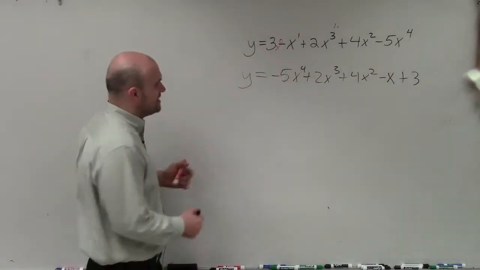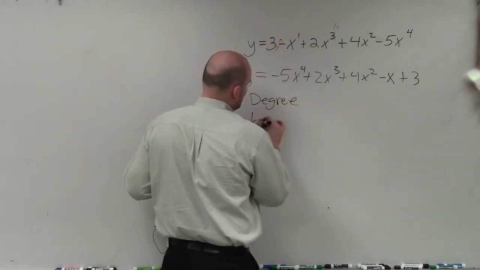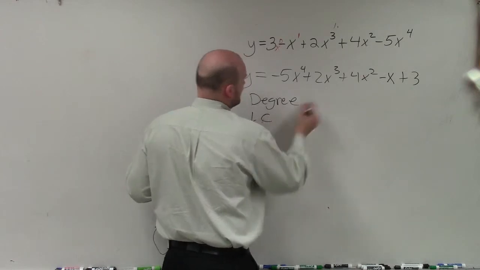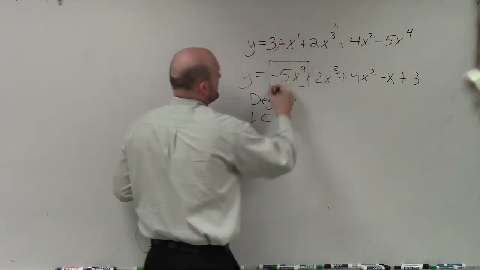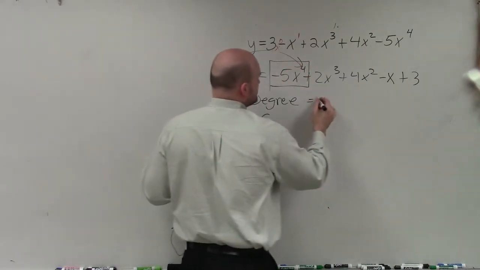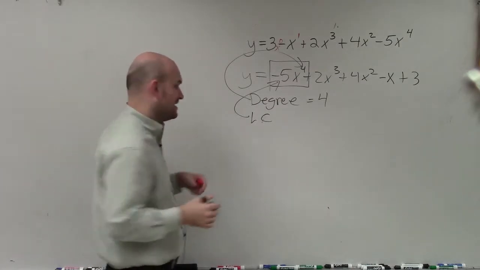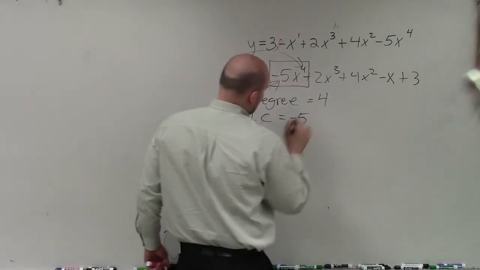So now you can see that, remember, when we're determining the degree and the leading coefficient, we're going to be looking at our leading term, which is going to be here. Now again, remember, the degree is the power of your leading term, which is equal to 4, where the leading coefficient is the coefficient of that leading term, which is negative 5.